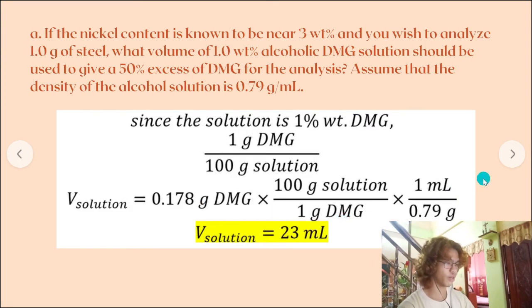It was mentioned in the problem as well that the solution is 1% by weight DMG, which means that per 100 gram solution, there is 1 gram of DMG. We can use this as a conversion factor in solving for the volume of the solution needed. So first, we multiply the mass of the DMG, 0.178 grams, by the conversion factor to solve for the mass of the solution. And then we divide it by its density of 0.79 grams per milliliter to solve for its volume. Computing so gives us a volume of a solution of 23 milliliters.